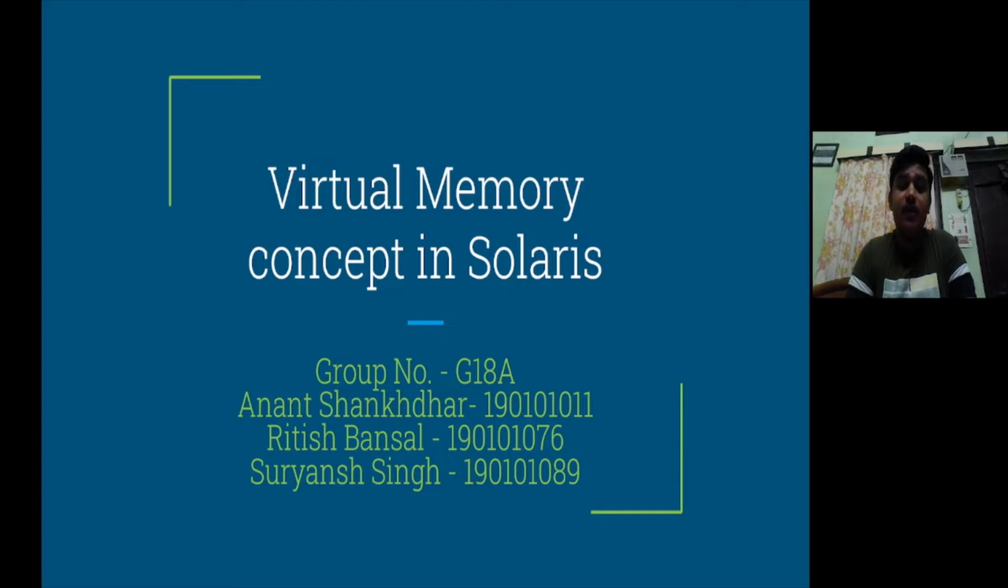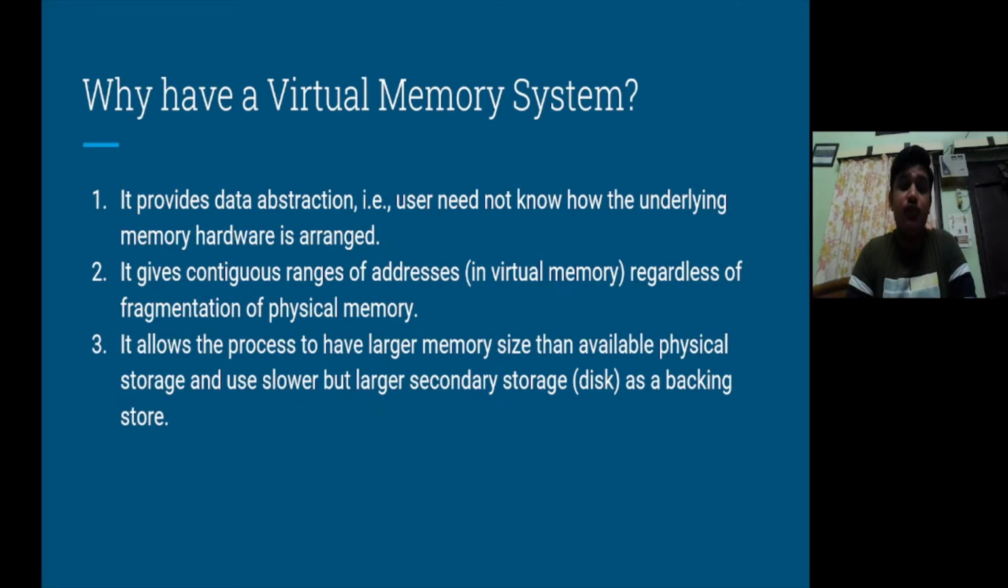What is virtual memory? Virtual memory is a type of memory that is temporary and volatile in the storage disk. So why do we have a virtual memory system? It provides a data abstraction so that the user does not know how the memory hardware is arranged. It also provides a continuous range of addresses regardless of whether there is fragmentation in the physical memory. It allows a process to have larger memory size than the available physical storage, and it also has a larger secondary storage disk as a backing store.